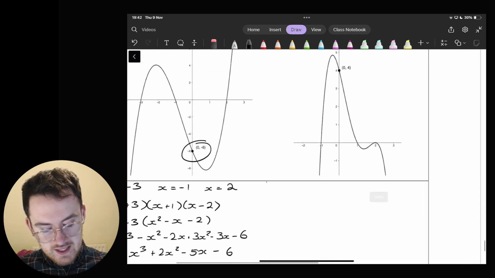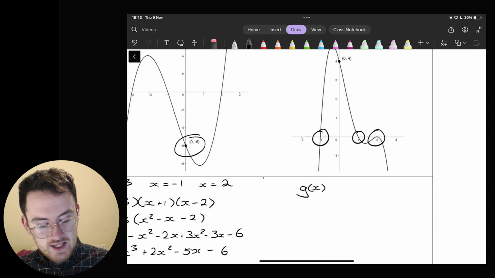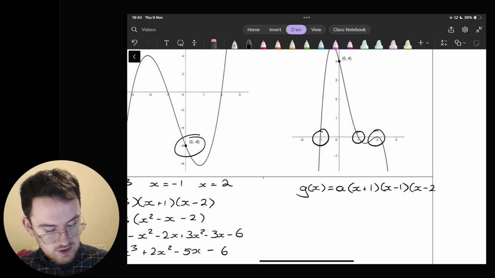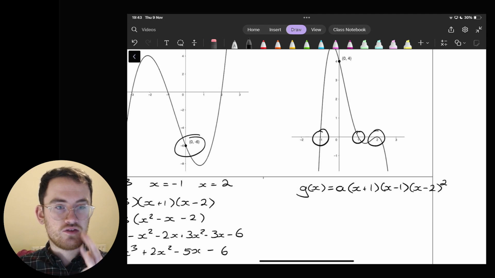So let's look at the next example. So again, we have a root at -1, we have a root at 1, and we have a repeated root at 2. So I'm content to say here that g of x is going to be, if I include my amplification a immediately, just going to save me a bit of time, a times x plus 1 times x minus 1 times x minus 2 squared. Okay, so this is going to be my expression for g of x.